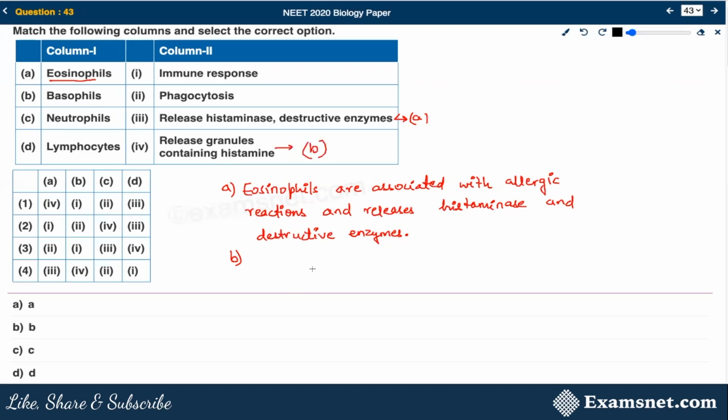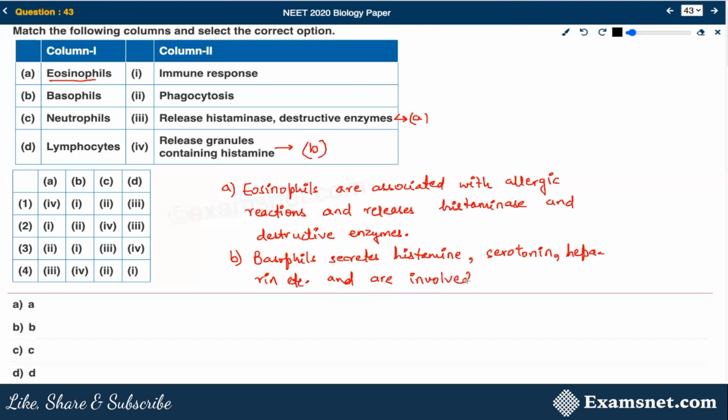So you can say that basophils secrete histamine, then serotonin, heparin, etc., and are involved in inflammatory reactions. All right. So this is going to match up with option B.